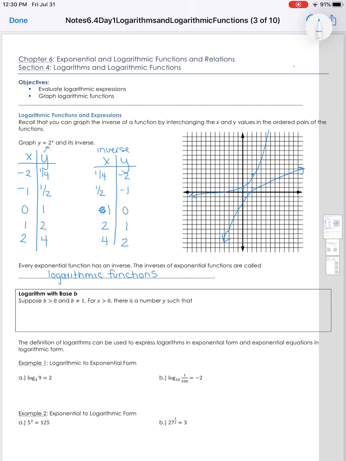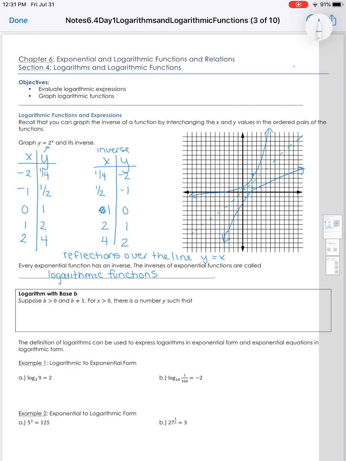And what you're going to find is that they are reflections over the line, actually y equals x, because y equals x goes right here. So if you were to flip one onto the other, they would match up perfectly because they're reflections of each other over that particular line. So now let's just jump into some algebra.